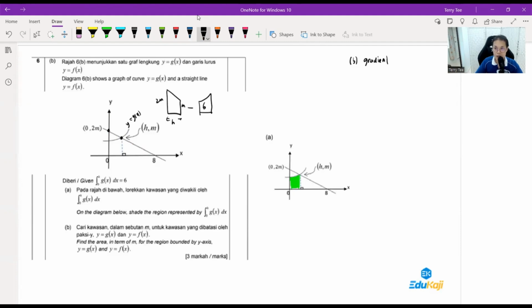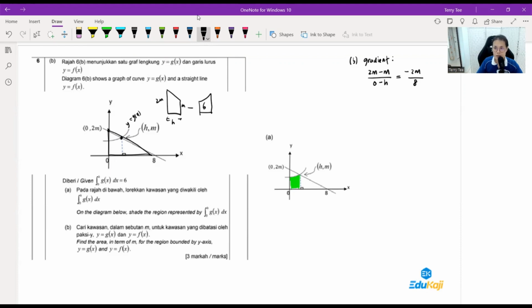When I compare my gradient, let's do y2 minus y1. y2 is 2m minus y1, which is m. x2 minus x1, which is 0 minus h. Then I can also take the whole thing. Yeah, I like to use negative y-intercept over x-intercept. My x-intercept is 8. My y-intercept is 2. Yeah, negative y-intercept over x-intercept to find my gradient.